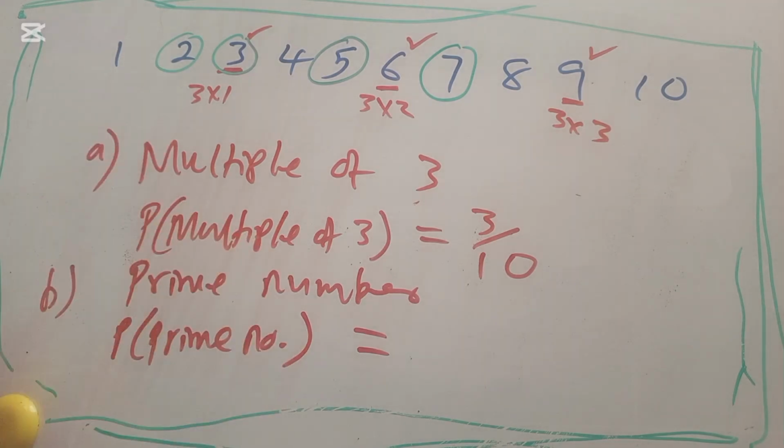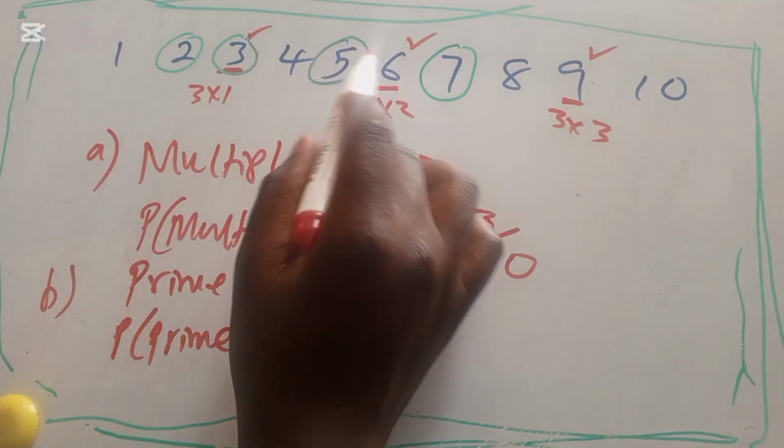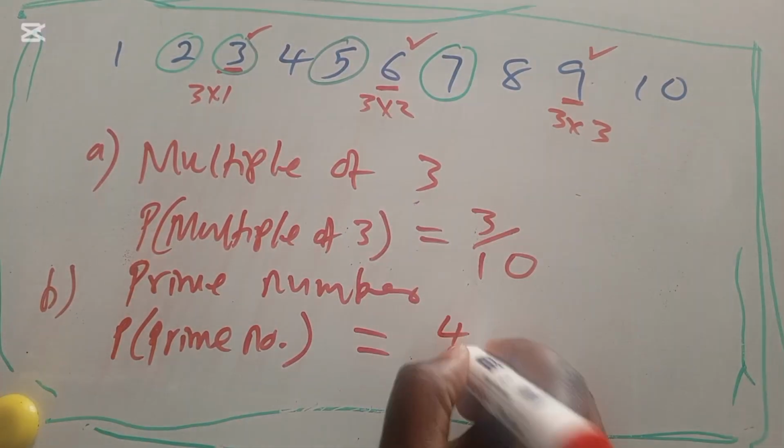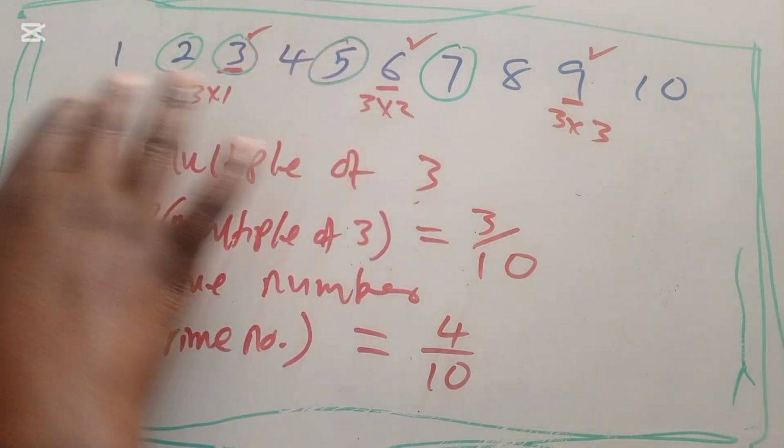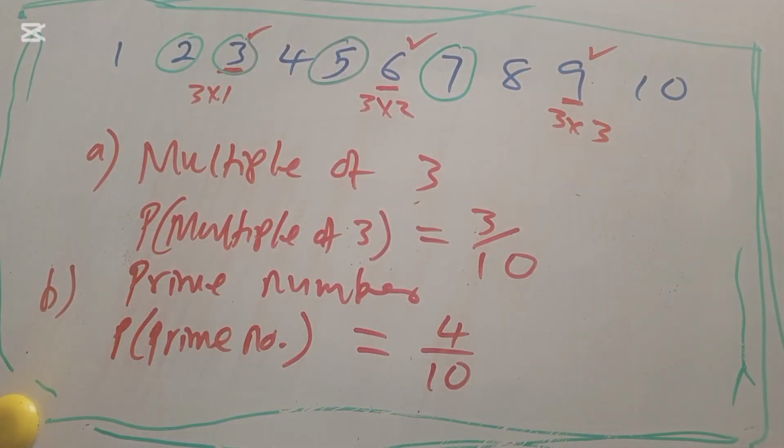So how many prime numbers do you have between 1 and 10? You have 1, 2, 3, 4. Your probability that you get a prime number is 4 over the total number of the integers that you have here, the counting numbers. So this is how you handle that question.